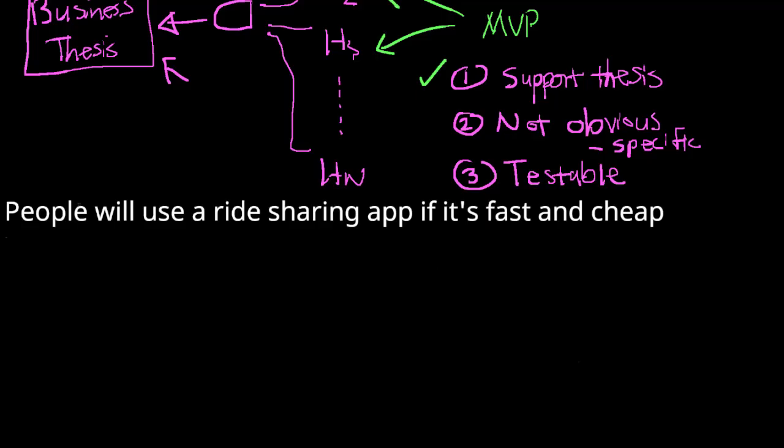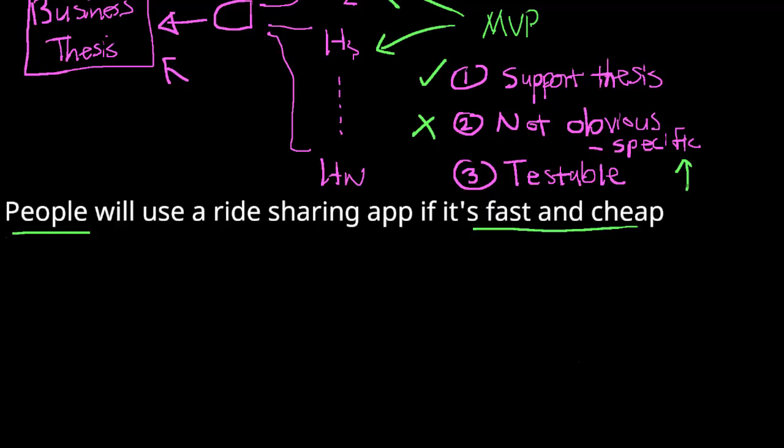But taking a closer look, what else is wrong with it? First of all, the subject, people, is not specific. It doesn't really identify who you're going to be getting the data from and who your target market is. The second thing is the latter part of the sentence, fast and cheap. First of all, it is obvious that if a ride-sharing app or a solution that you're proposing is fast and cheap, people will like it. The reason it fails the test is because it is not specific enough. You're not talking about how fast and how cheap.